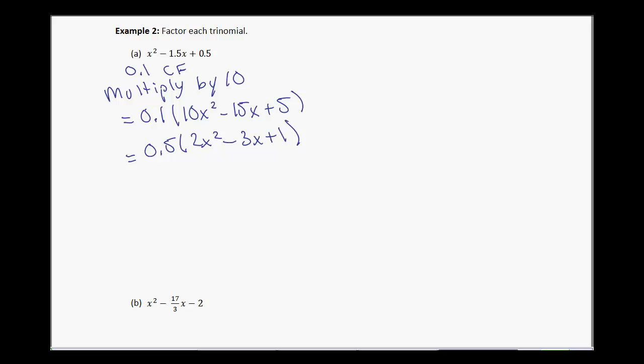Now to factor this trinomial, we're going to use what I call the AC method to determine what our factored values are going to be.